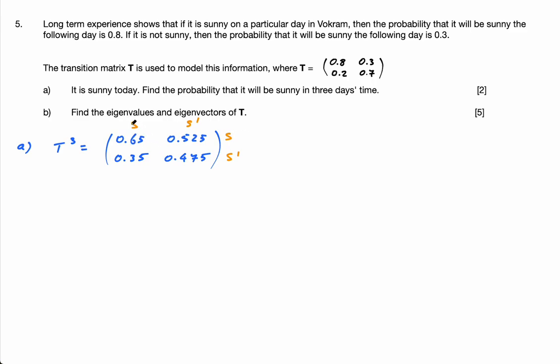But obviously I have to write down the probability. So therefore 0.65. It's this one. It's sunny in 3 days' time. But certainly write that to get your method mark. Okay, part B. Find the eigenvalues and eigenvectors of T.